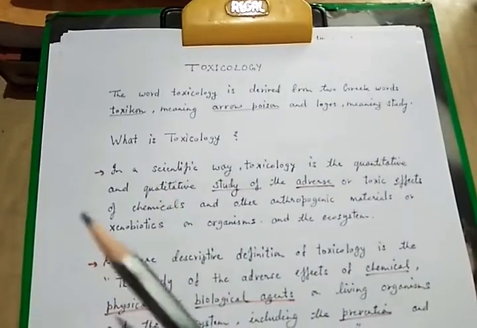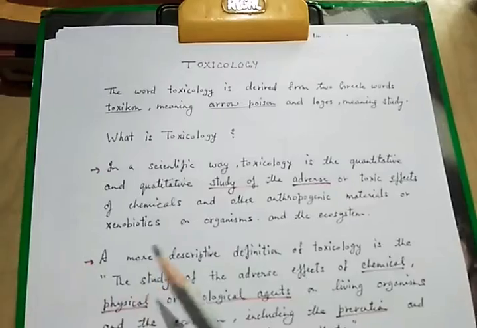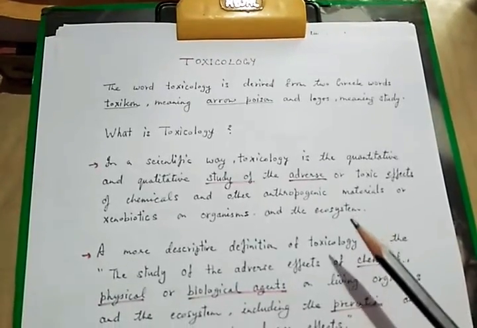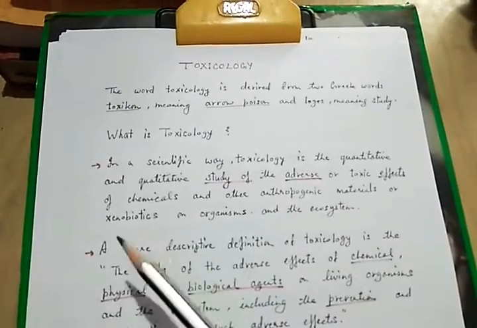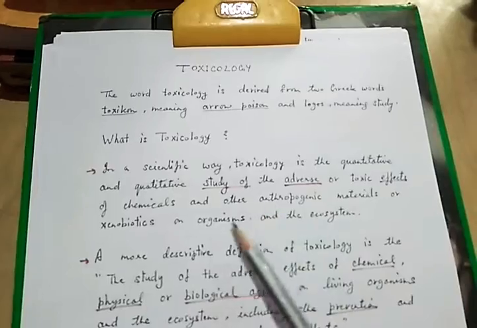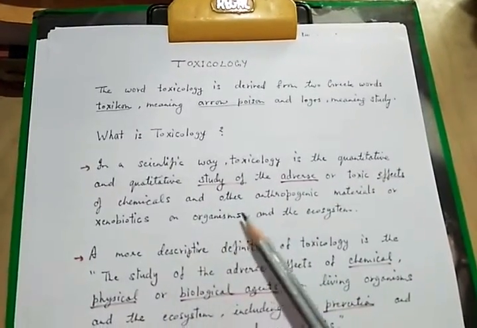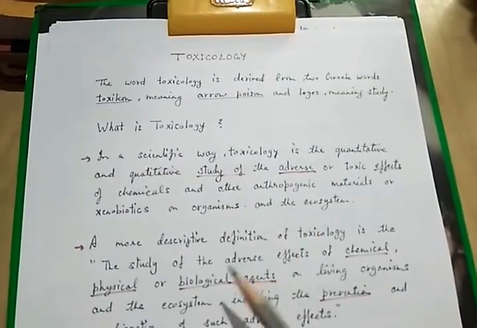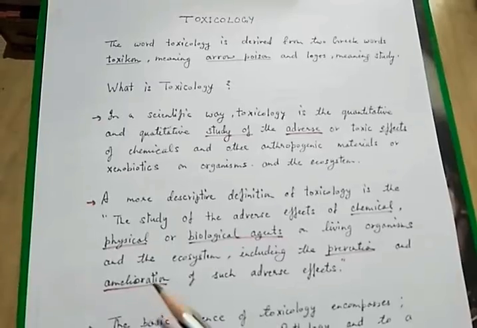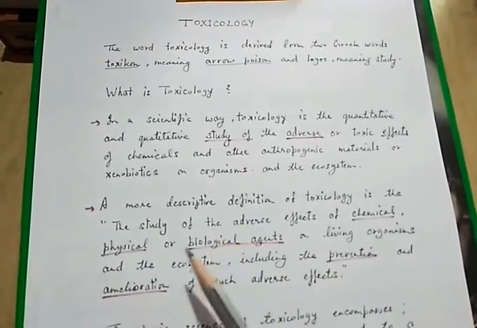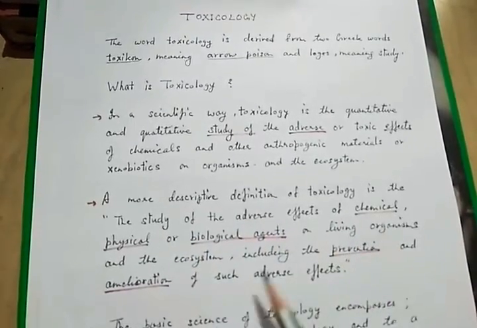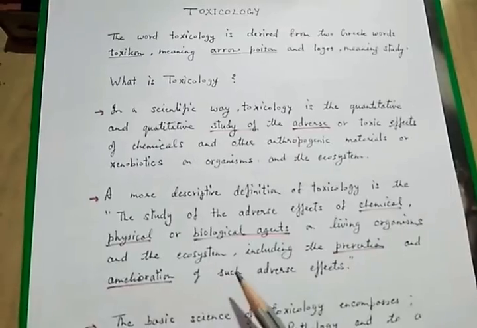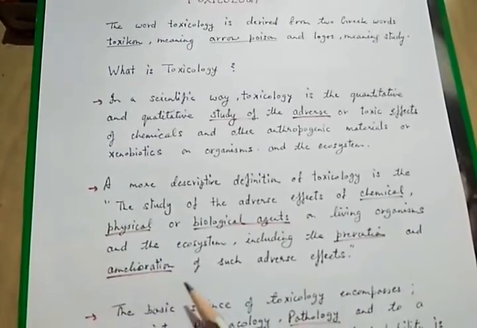So let's see what is toxicology. In simple terms, toxicology is the study of adverse health effects of chemicals on organisms. In a scientific way, toxicology is the qualitative and quantitative study of the adverse or toxic effect of chemicals and other anthropogenic materials or xenobiotics on organisms and the ecosystem. If we see a more descriptive definition, then toxicology can be called as the study of the adverse effect of chemical, physical, or biological agent on living organisms and the ecosystem, including the prevention and amelioration of such adverse effect.